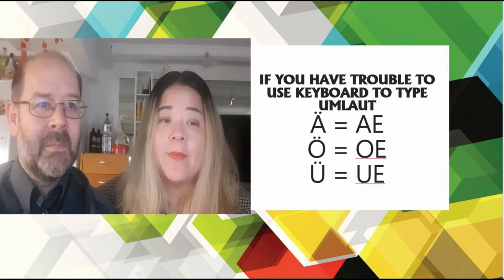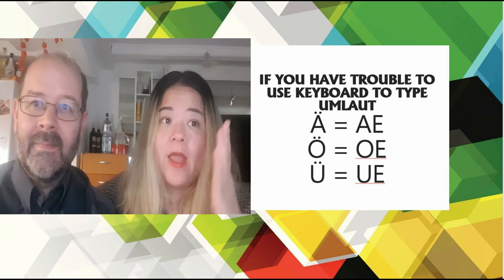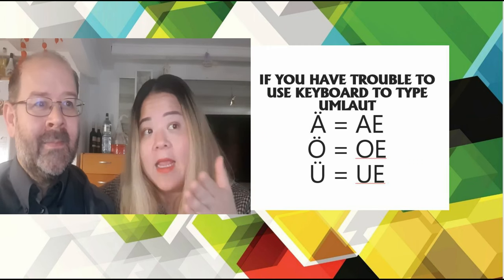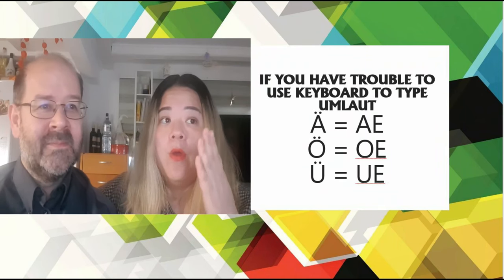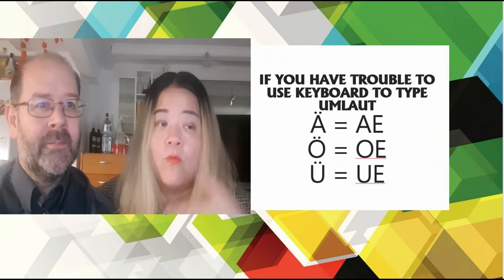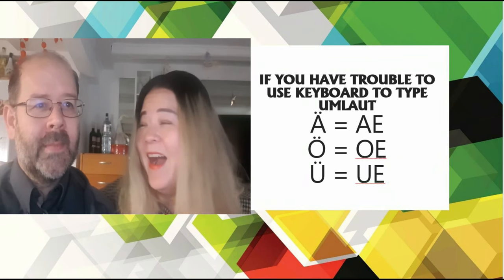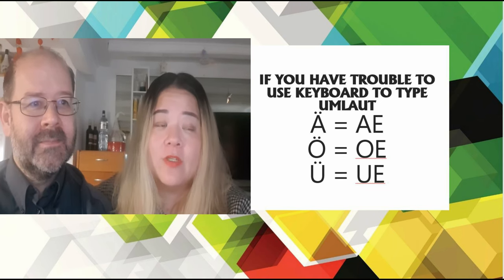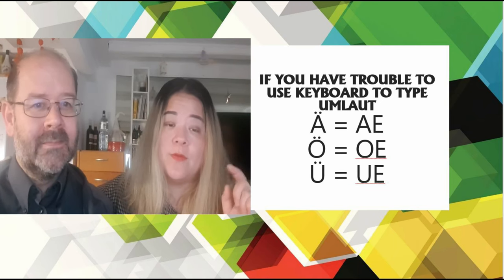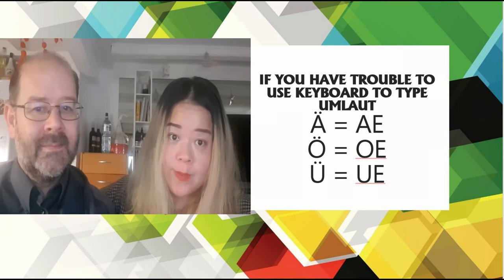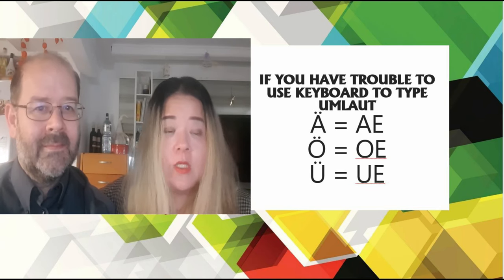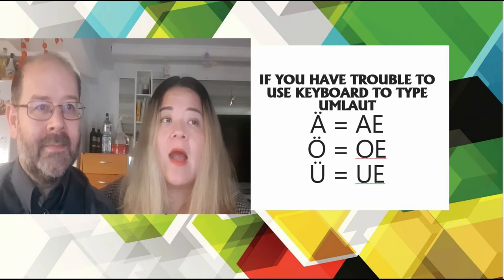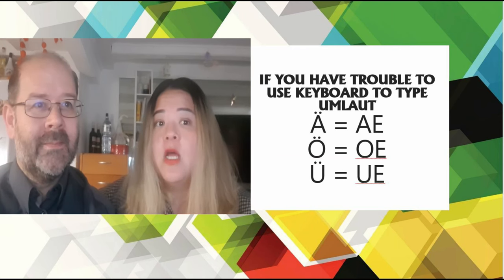Okay, so for the letters Ä, Ö, Ü, you can type AE for Ä, OE for Ö, UE for Ü. That's the way you type it if you're having trouble searching for the words and you don't have the German or Swiss German keyboard. So to make your life easier, you can use this version. Now it's time to learn how to pronounce the words.